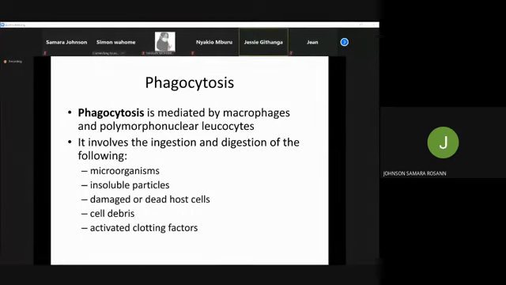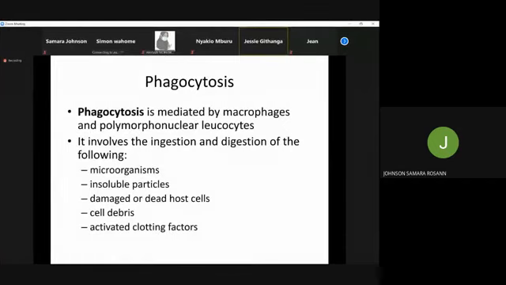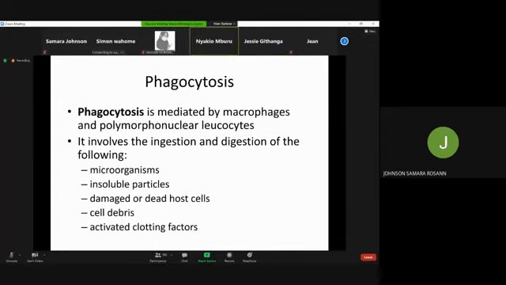And this involves ingestion of particles, damaged or dead host cells. So where there's inflammation, this is removed.